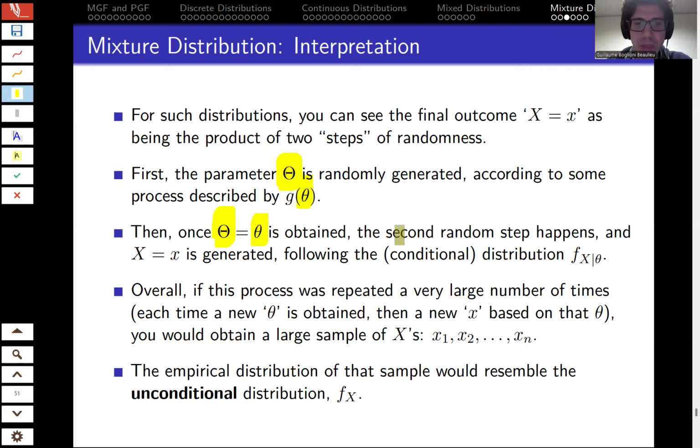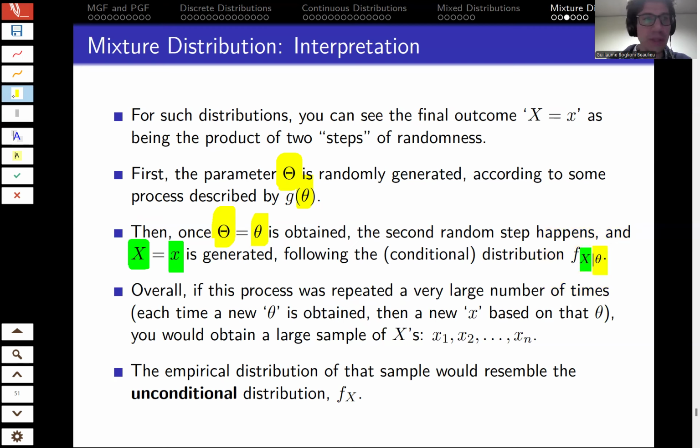Once this happens, the second random step happens, and this is when the little x value is generated, according to the conditional distribution little f of x given theta. So once you have generated your theta, the conditional distribution of x given theta generates the final outcome, little x.